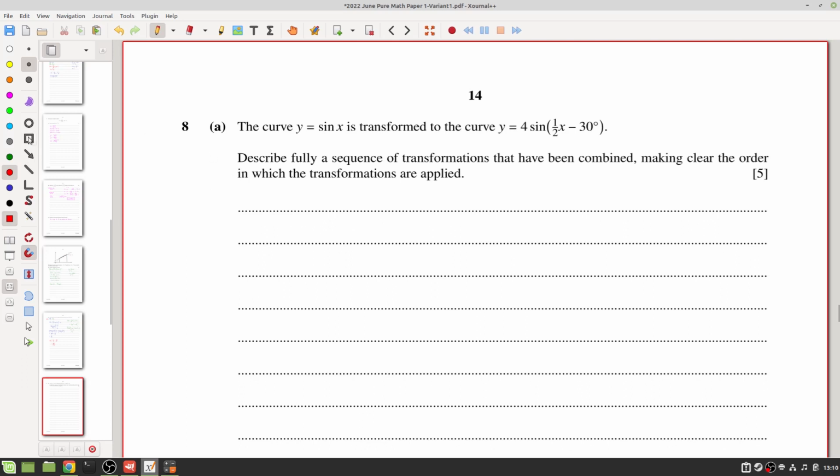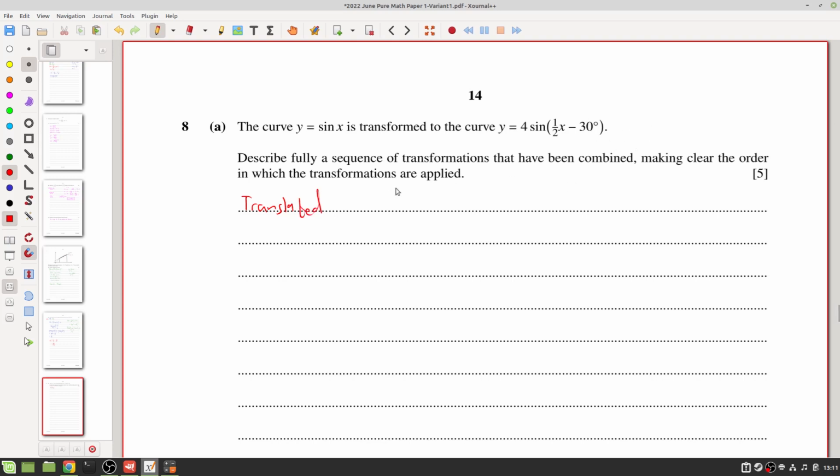Next up, the curve y equals sine x is transformed to this curve y equals 4 sine half x minus 30. Describe fully a sequence of transformations that have been combined, making clear the order in which the transformations are appearing. Okay, so usually what we want to do first is do any translations that happen. Okay, so this first was translated, right?